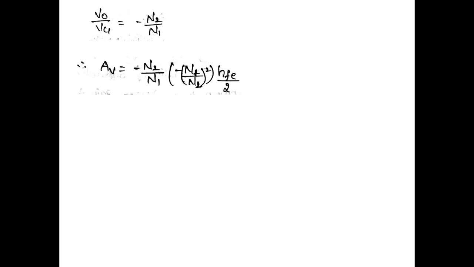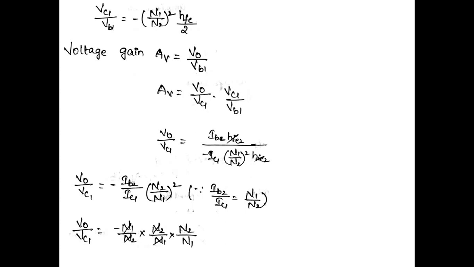Now, you substitute both V0 by VC1 as well as VC1 by VB1. We have already calculated VC1 by VB1, and now we have calculated V0 by VC1. Substitute in the formula for voltage gain. AV is equal to minus N2 divided by N1 into minus of (N1 by N2) whole square into HFE divided by 2.